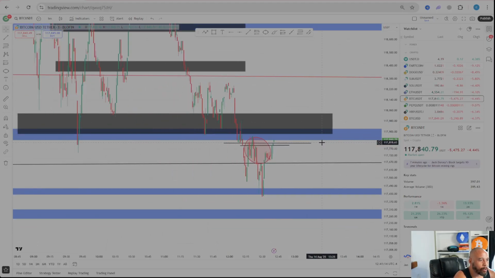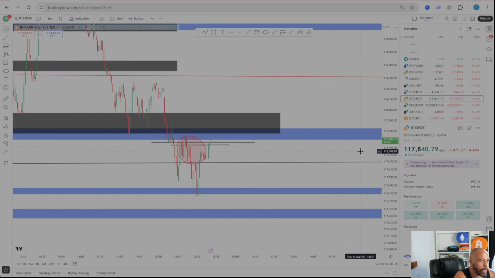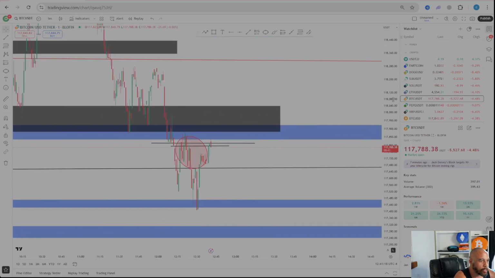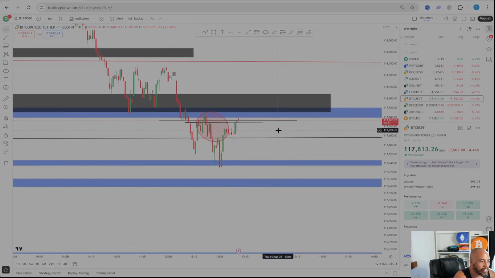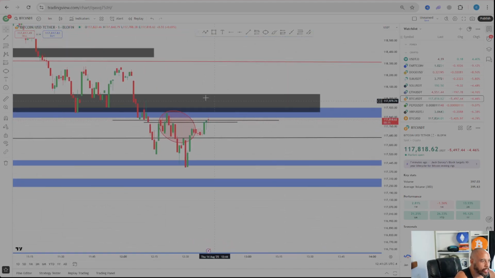So what we're looking for now is a correction, guys. You know, there you go. It seems like it's really fighting, isn't it? You can just see the fight.